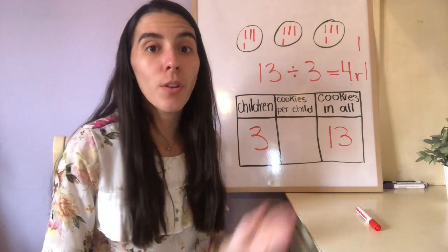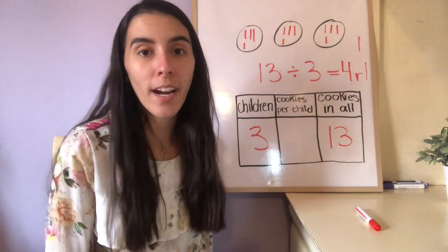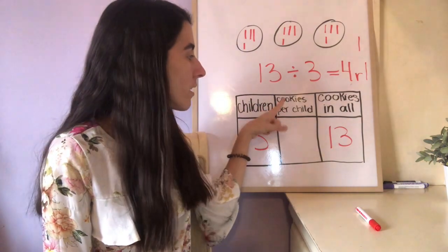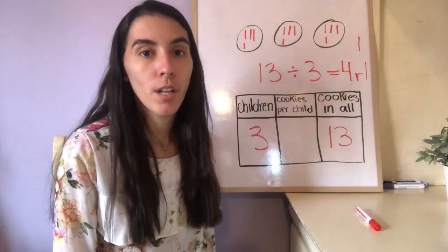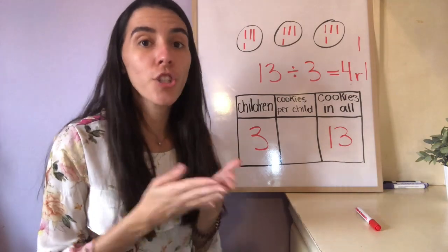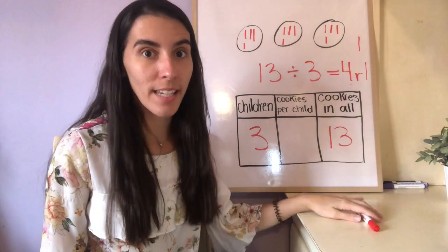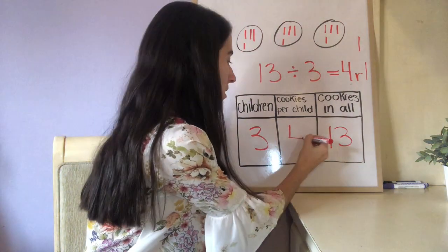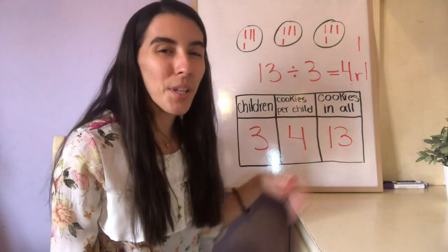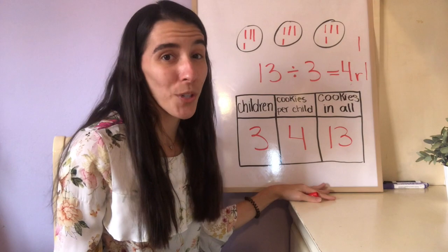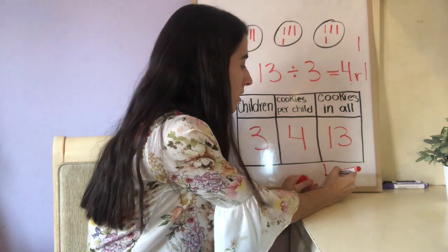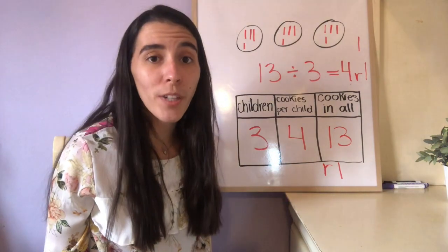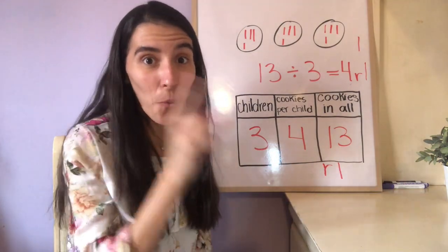Finally, I can fill out the last blank square in my division diagram. So it says cookies per child. So we saw that each child got 4 cookies. That is what I am going to write in this box. Now somewhere on the bottom, I am going to write R1 so that we don't forget that remaining 1 cookie.